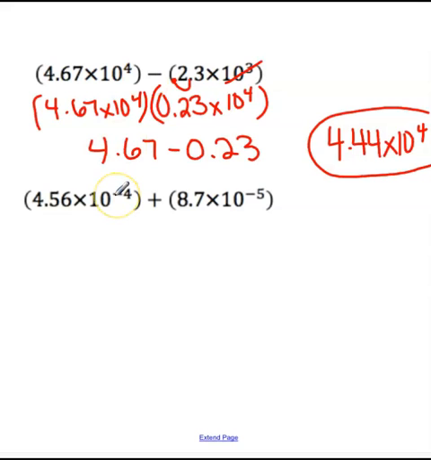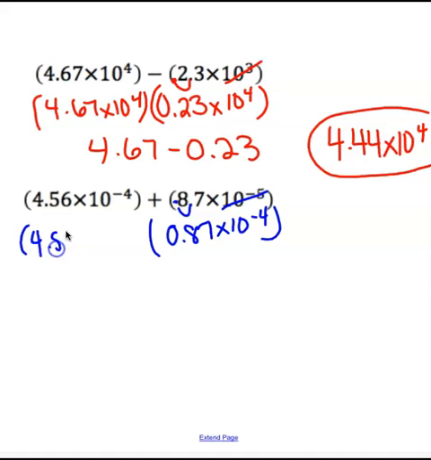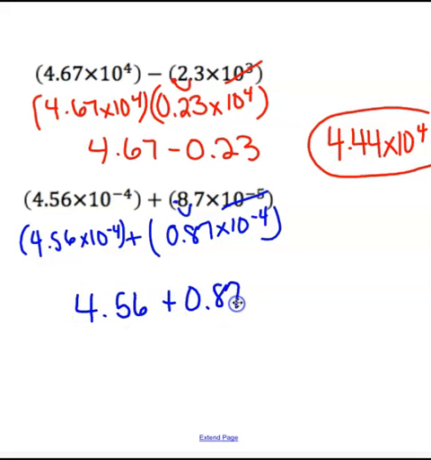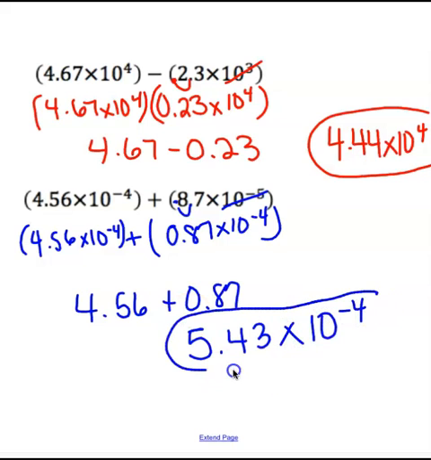So the second example is adding. Same thing, you need the same power. So I'm going to increase my exponent. I decrease my decimal. So I get 87 hundredths times 10 to the negative 4th. And then I have 4 and 56 hundredths times 10 to the negative 4th. And I'm adding, so now I just add my decimals. I have 4 and 56 hundredths plus 87 hundredths. And I get 5 and 43 hundredths times 10 to the negative 4th. And I keep the power that I had as long as they're in the same power, and it's in scientific notation.